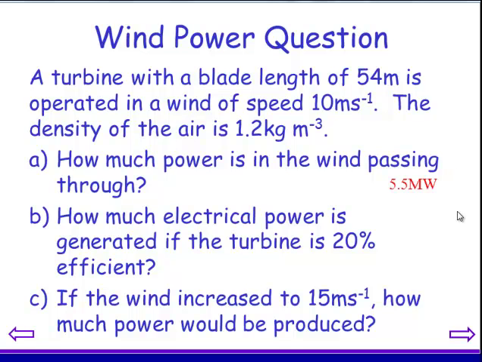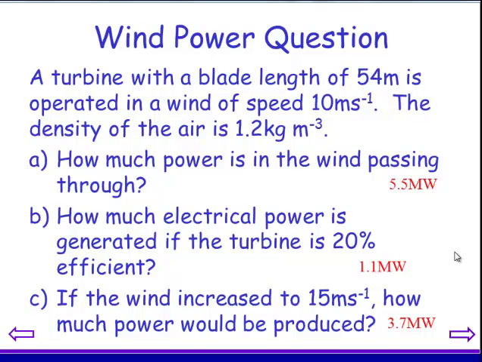5.5 megawatts is the amount of power produced. 1.1 megawatts is the amount of electricity produced if it's only 20% efficient. And if the wind is increased to 15 meters per second, how much power would be produced? We'd get 3.7 megawatts of additional power.